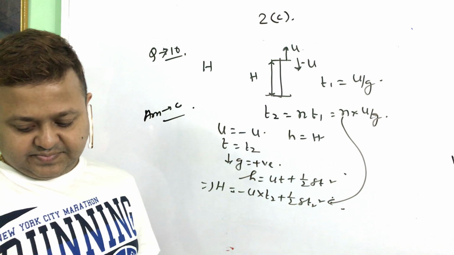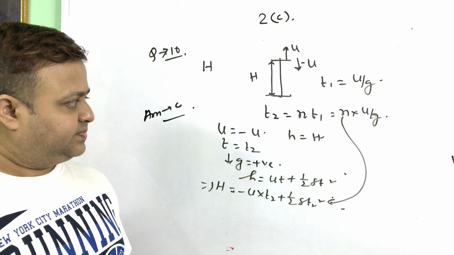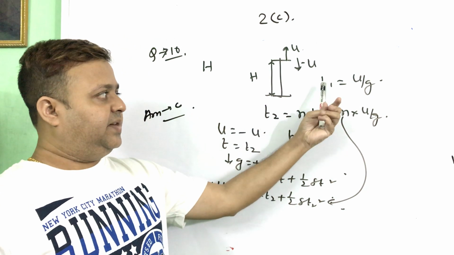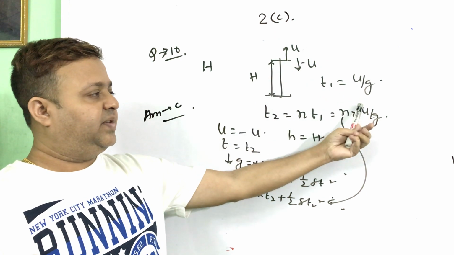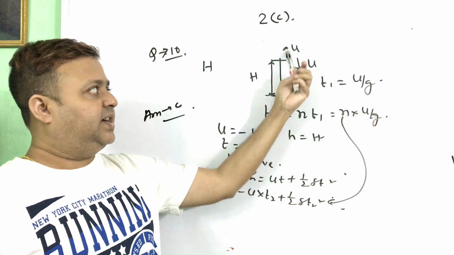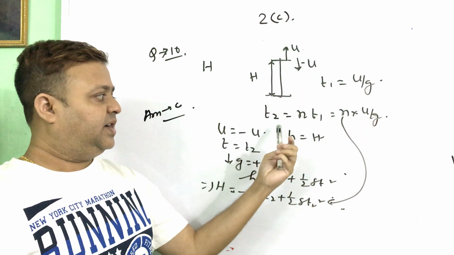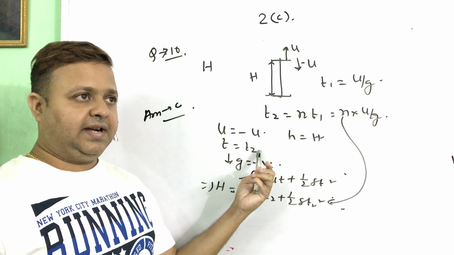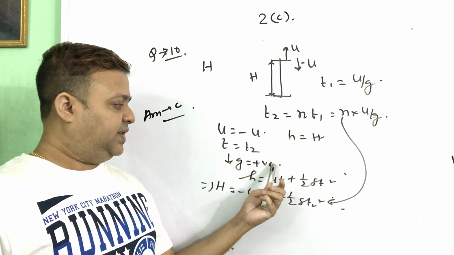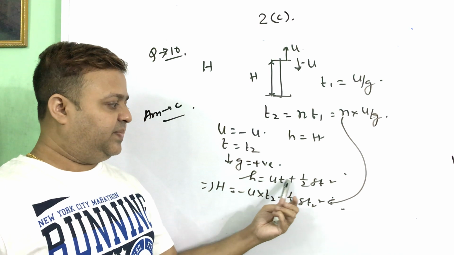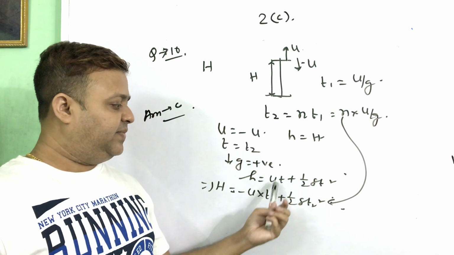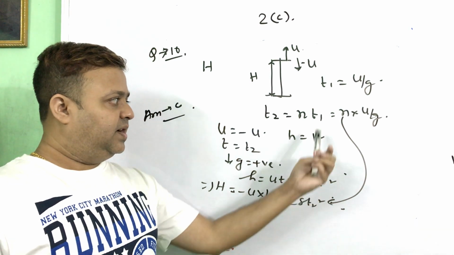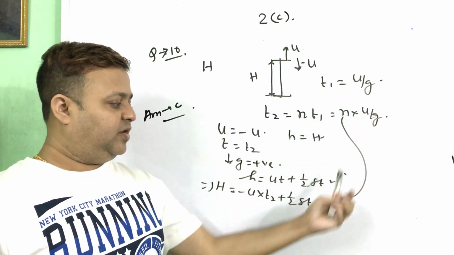Next 11. t2 equal to n into t1, t1 equal to reach the maximum height u by g. It is projected upward, so we can write minus u in downward direction. Time equal to hit the ground is t2, g is positive, then h equal to ut plus half gt square, u is minus u, time is t2, half gt2 square. Put the value of t2, that is equal to n into u by g.